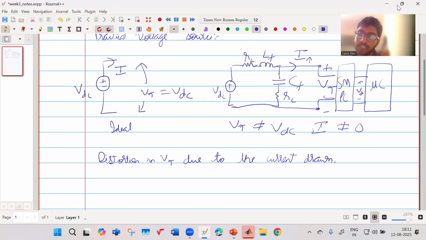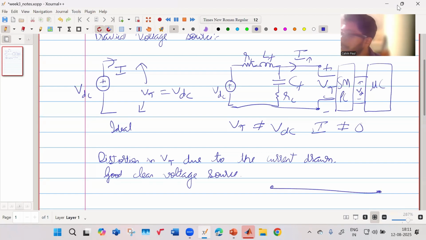So one thing we want is to have a good, clean voltage source, as much as possible. Many times what happens is you use these large wires. When you use a large wire from here to here, what will be there? There will be some inductance, there will be some resistance, etc.